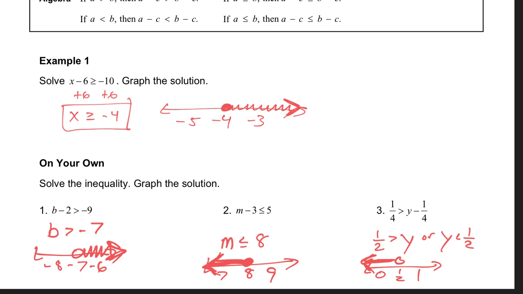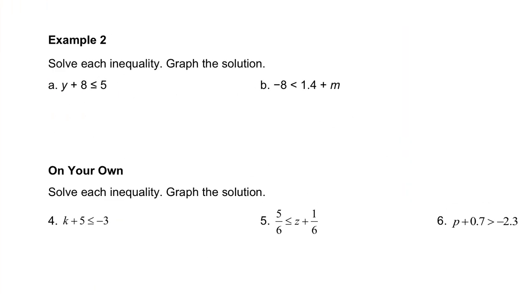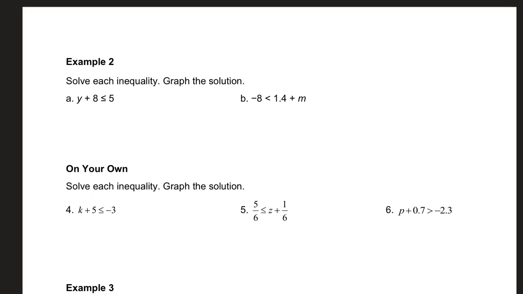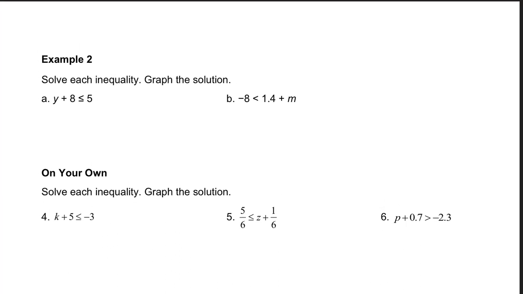Okay, let's go ahead to the next page here. Let me zoom in so you can see this. Here we go. I think that works right about there. So we're going to solve and graph the inequalities again. Example 2a, I have y plus 8 less than or equal to 5. So I'm going to subtract 8 from both sides. I get y less than or equal to negative 3. So when I graph this, I'm going to have negative 4, negative 3, negative 2. It is a closed circle on negative 3, shaded to the left.